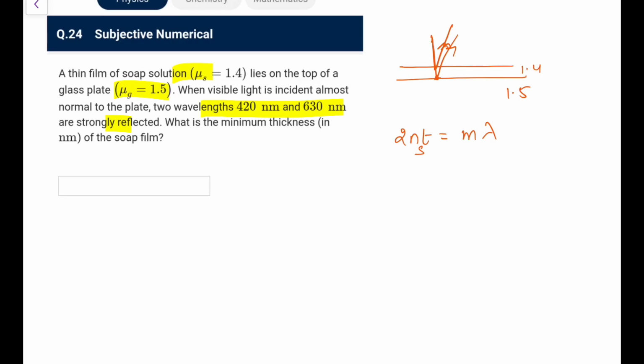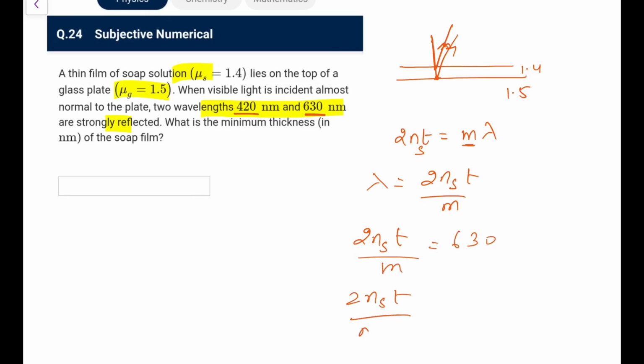So now these are the two successive wavelengths. If this would be m times, then the next would be m plus 1 times. You can directly go for this, or you can say the possible lambdas are 2nt upon m. So one is 630: 2nt upon m is equal to 630, and 2nt upon m plus 1 is equal to 420. You can directly say this, because there is nowhere in between. So these two are strongly reflected.